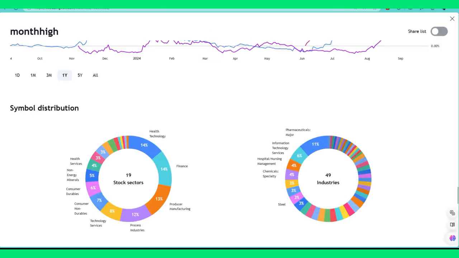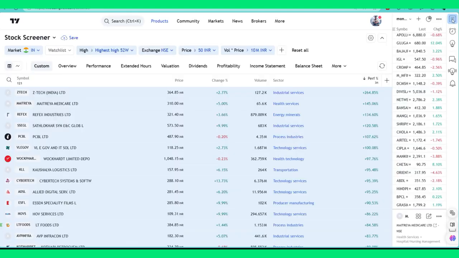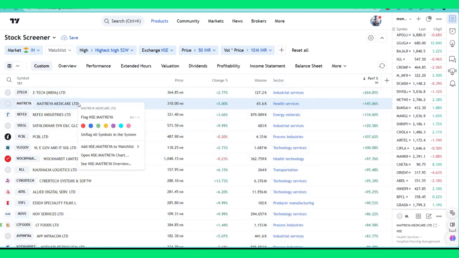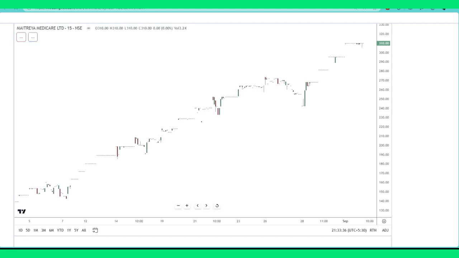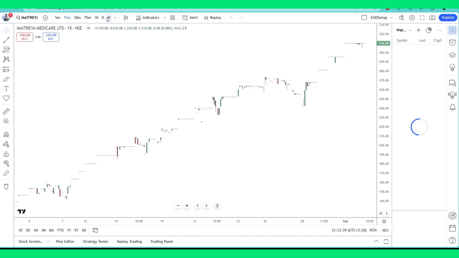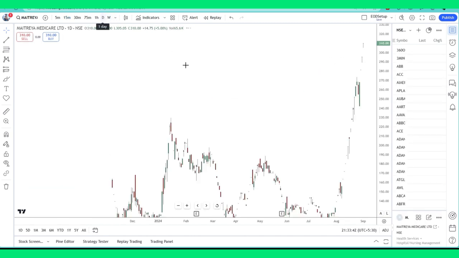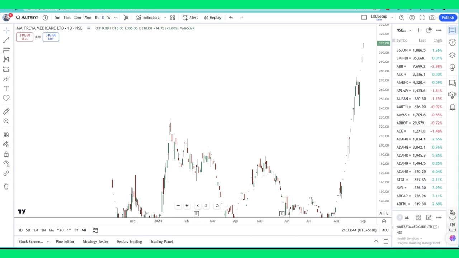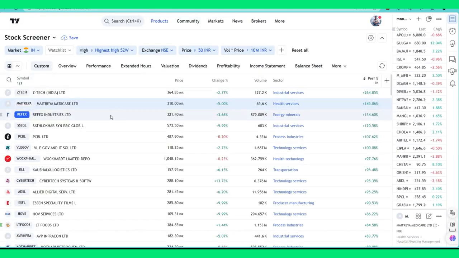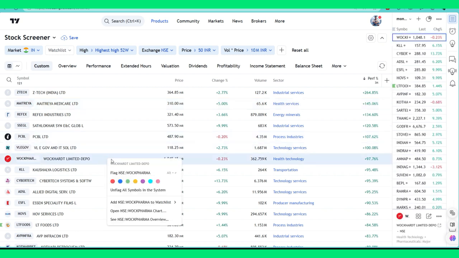Now let me close this. Now we go back. We have one right up here which is called Maitreya Medicare. Let's see its chart. So this is a stock that I don't think we can trade. It keeps on circuiting. So let's look at the next one, which comes, Wockhardt. Wockhardt is also not that liquid.